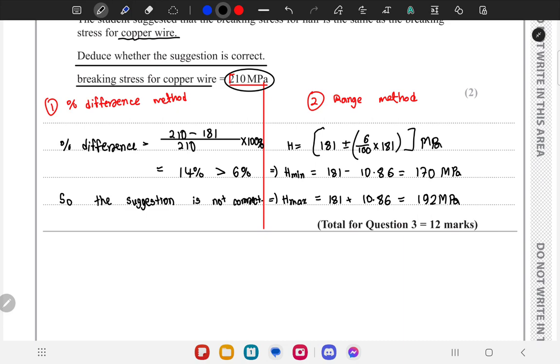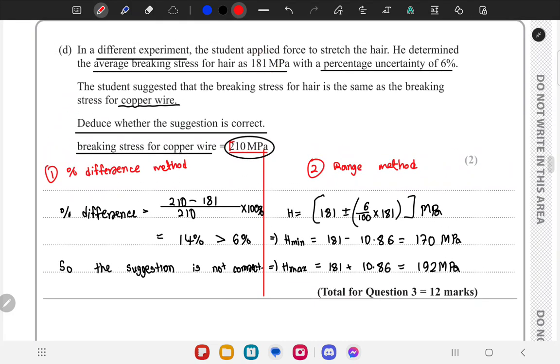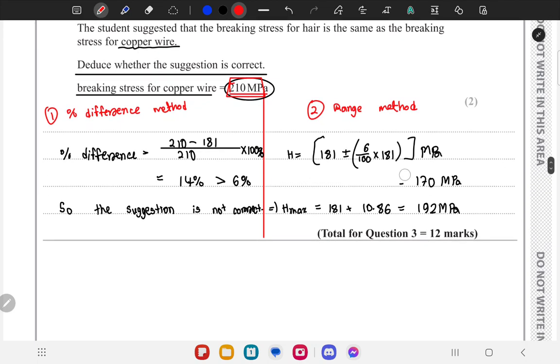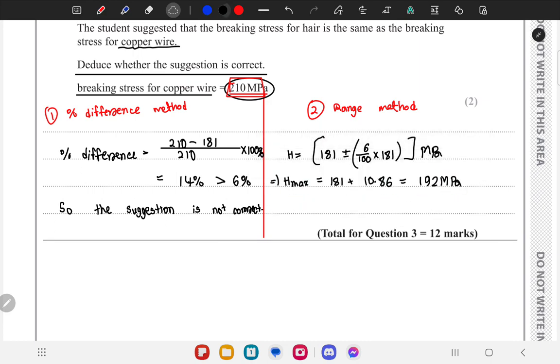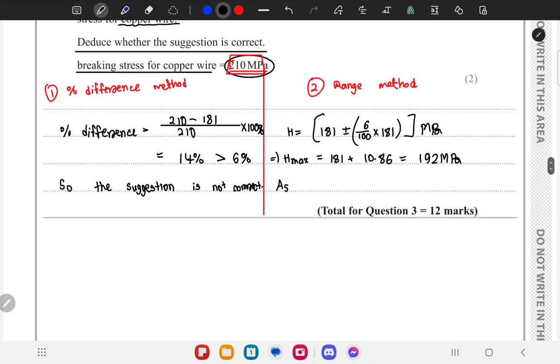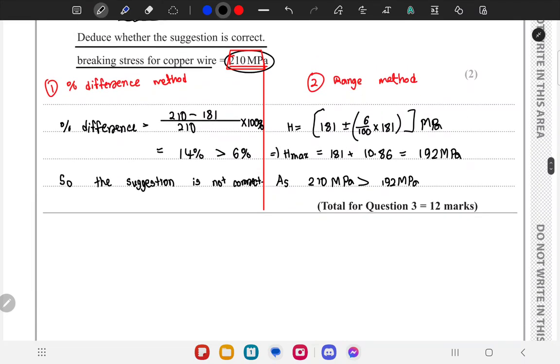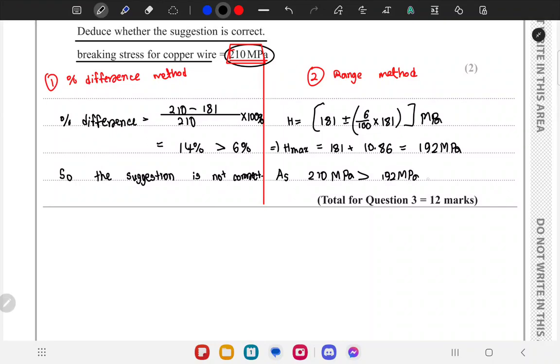For cases like this, we don't even need to find the lower limit, since the breaking stress we found is lower than the breaking stress of copper wire. We have to find whether the upper limit of 181 megapascal plus or minus 6% contains 210 or not. We don't have to think about the lower limit, but if you want, you can show both and show that it's not in the limit. So we write that the breaking stress of copper, 210 megapascal, is greater than 192 megapascal, which is the highest limit for the hair's breaking stress, so the suggestion is not correct.